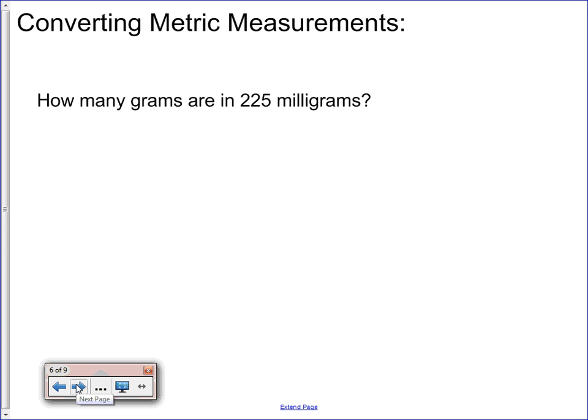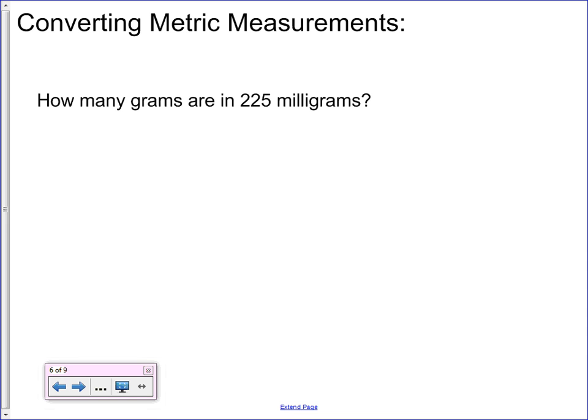So let's move on to the next one. Again, I would pause now. We have 3 examples remaining, so it'd be very good for you to just check to make sure that you're understanding this and follow along. How many grams are in 225 milligrams?